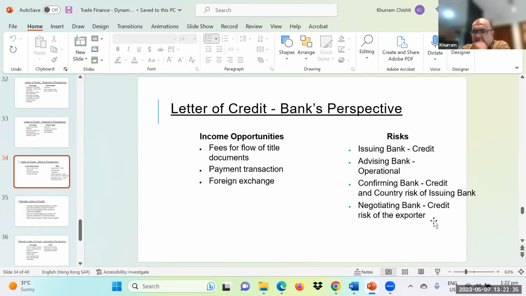So the negotiating bank, in this case the State Bank of India, who has paid me, KC Limited, takes the credit risk of the exporter. That's me. They have paid me. But in the meantime, if I myself default, then I'm not going to get any payment from my own buyer. So my bank has already paid me, so they will be at a loss.